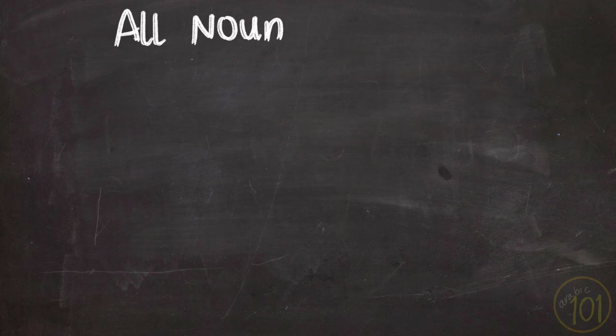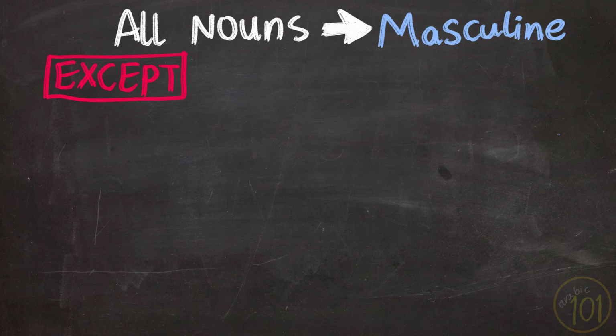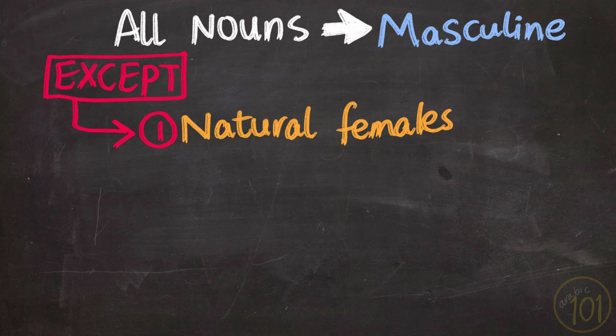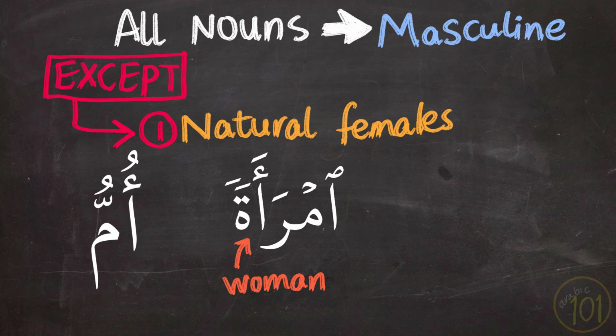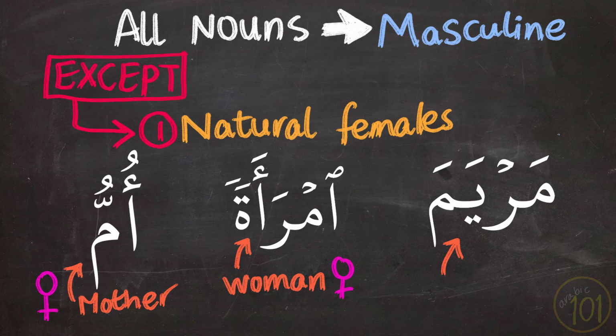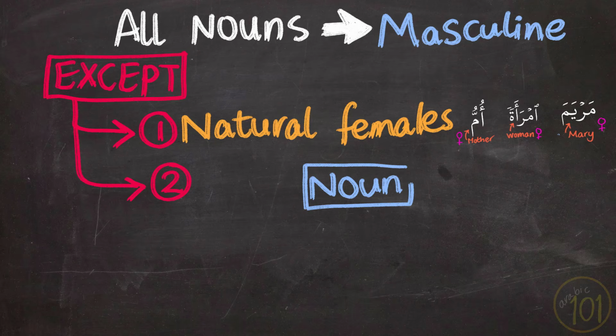It is safe to say that all Arabic nouns are masculine, except for three cases. The first one is nouns that refer to a natural female. So if the meaning of the word is feminine, the gender of the word will always be feminine too. So words like imra'ah, a woman, or umm, a mother. The meaning of these words is feminine, so the grammatical gender will follow the natural gender of these words. This also includes proper nouns and names of characters, like for example, Maryam, which is the name of a woman, of course.